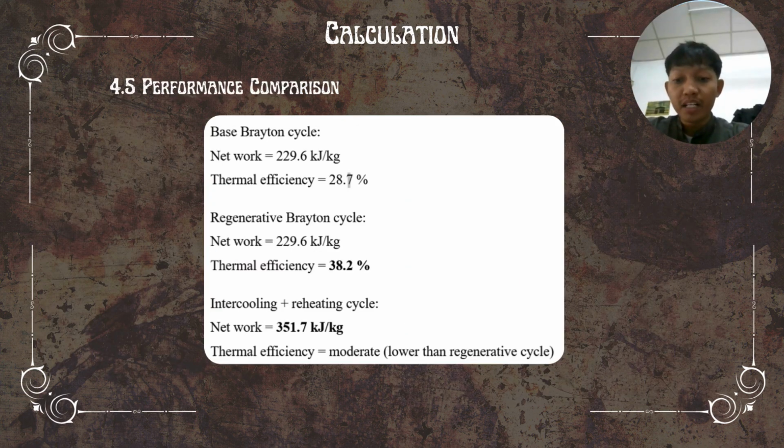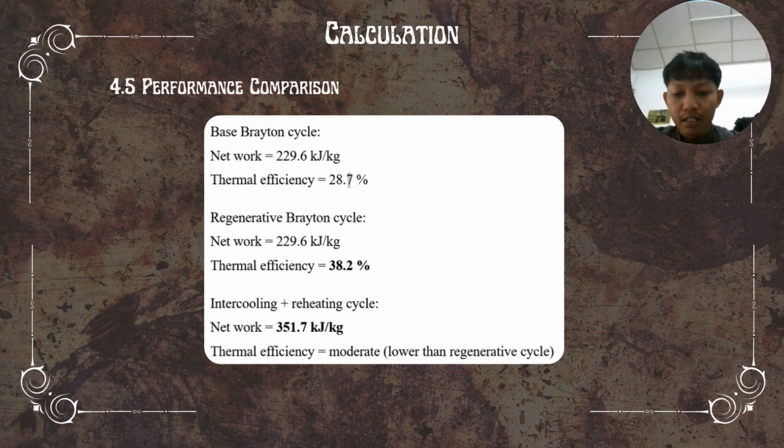So now to summarize the calculation results. The base Brayton cycle has low efficiency at 28.7%. The regenerative cycle achieved the highest thermal efficiency of 38.2%, meeting the project target. The intercooling and reheating cycle produces the highest net work output of 351.7 kJ per kilogram, but with moderate efficiency. These results show that regeneration is best for improving efficiency, while intercooling and reheating are best for increasing power output.